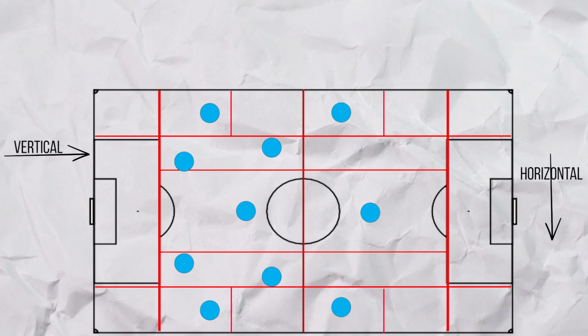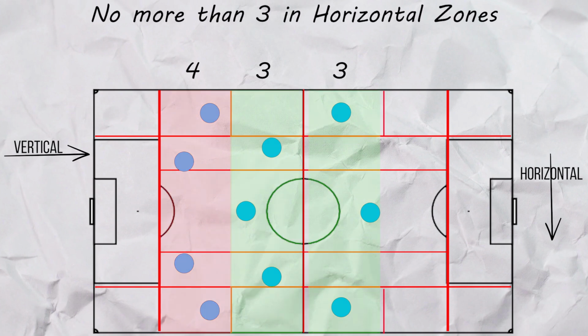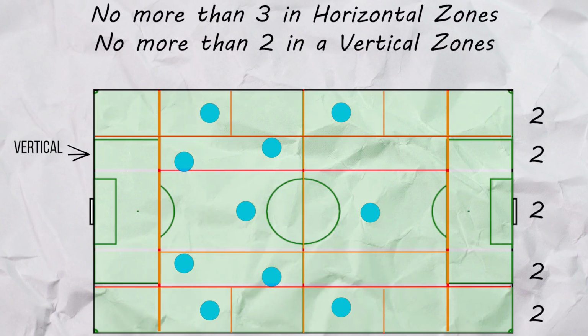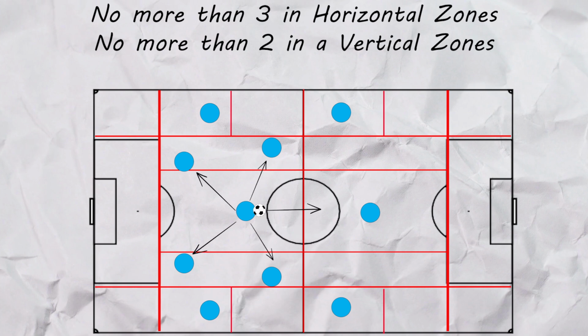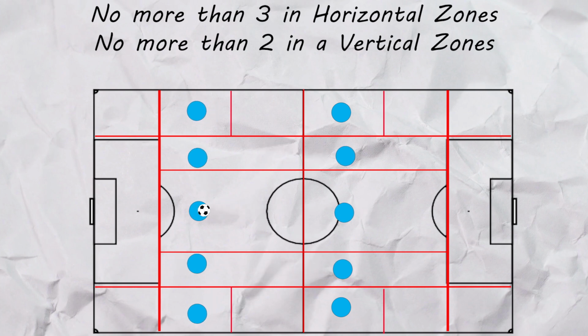One of Pep's rules using this layout is that there should never be more than 3 players in the same horizontal zone, or 2 in the same vertical line. This is to give players options on the ball, because if all players were, let's say, just in 2 horizontal lines, the opposition could cut off all passing options by simply positioning themselves in front of the second line.